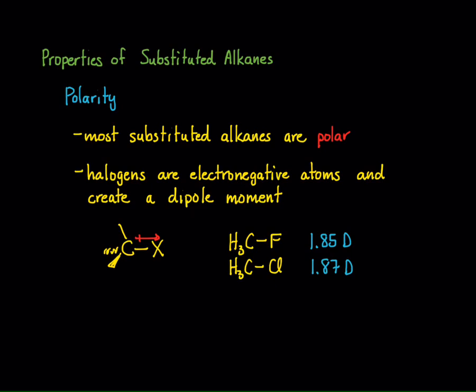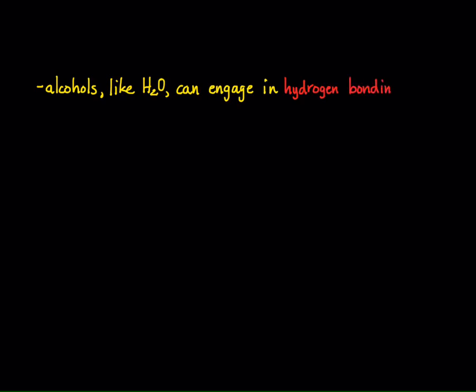But as we might expect, when you go to larger halides and less electronegative halides, the dipole moment decreases, and so methyl bromide has a dipole of 1.81 debye, and finally methyl iodide has a dipole of 1.62 debye. So in general, all alkyl halides are relatively polar and have a general polarity that is consistent with one another. Now, when you take a look at alcohols, alcohols like water can engage in hydrogen bonding.